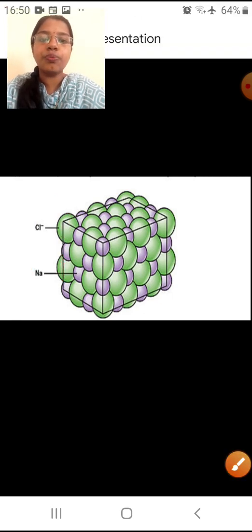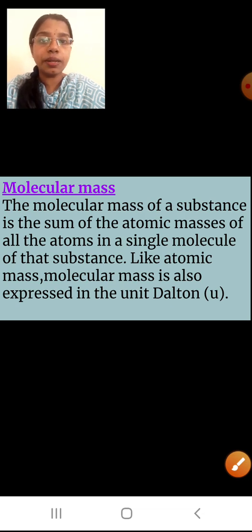Okay students, now the next one, molecular mass. What we are going to study is molecular mass. The molecular mass of a substance is the sum of atomic masses of all the atoms in a single molecule of that substance. Like atomic mass, molecular mass is also expressed in the unit Dalton. We write it as U, and for molecular mass also we write it as U.